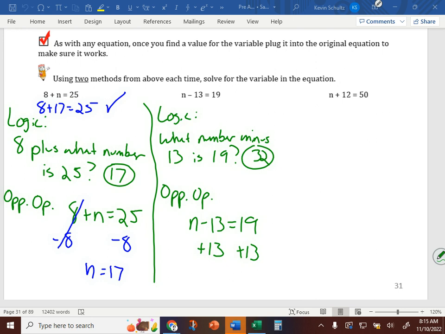Because negative 13 plus 13 gives us 0. n is by itself, and 19 plus 13 equals 32. 32 minus 13 equals 19. Check. Done.